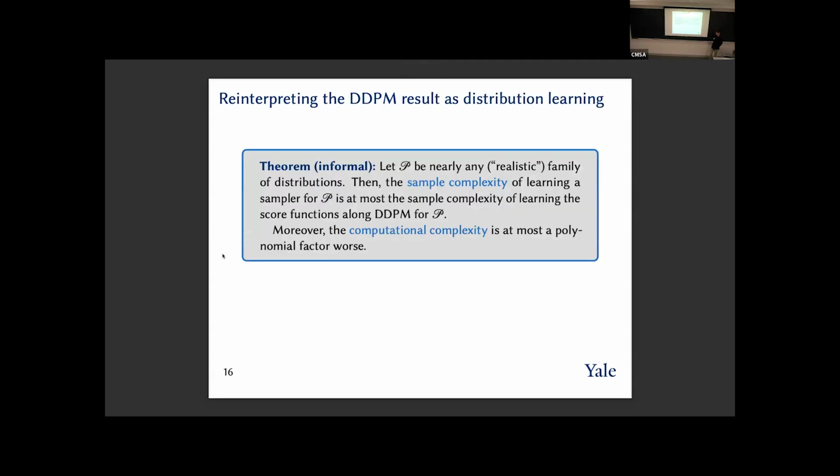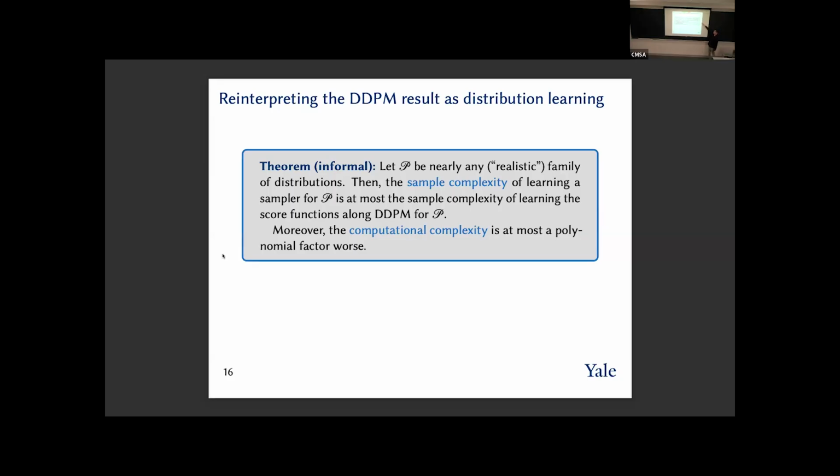All right, so now with this background in mind, let me revisit the original DDPM result and interpret it in this language. So here's a DDPM theorem. Let script P be nearly any realistic family of distributions. This first sentence is capturing the fact that the DDPM results make almost no assumptions about the data distribution. So almost any family is admissible.